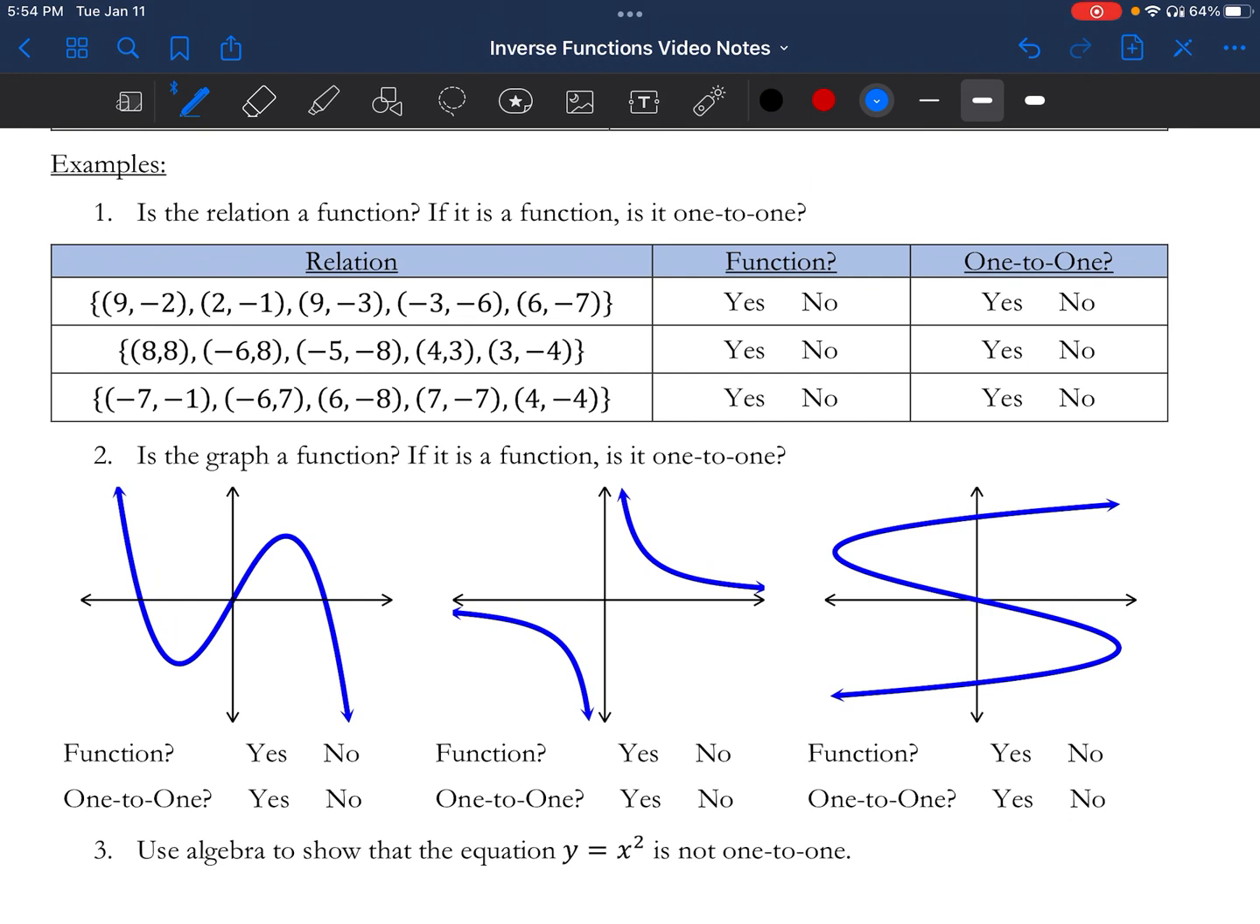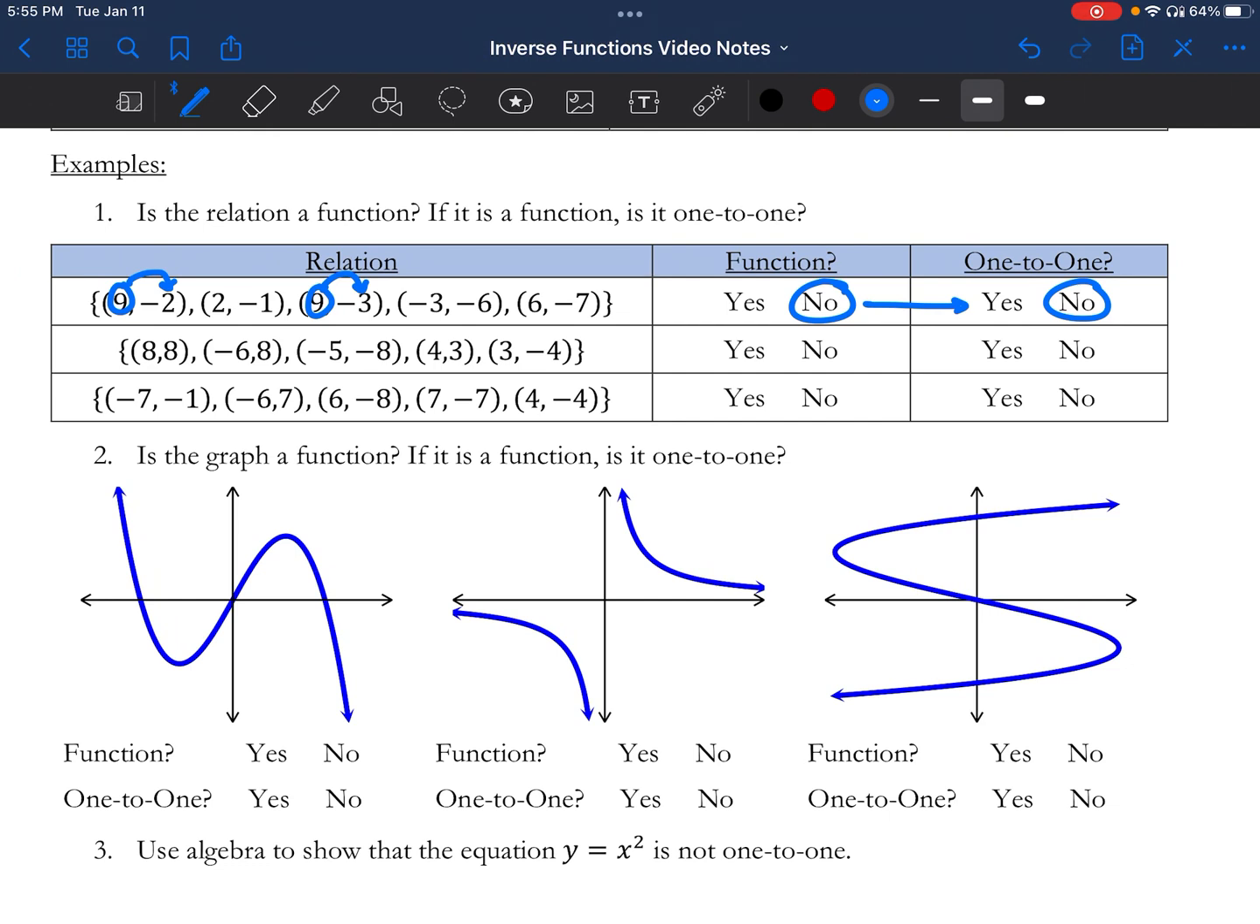Well, I can tell you right off the bat that this first example, this first relation, is not a function because our x value of 9 not only goes to -2, but it also goes to -3. Now, I know right off the bat that's not a function because every x value should only go to one y value. Now, since it's not a function, I know that it's also not one-to-one. It can't be.